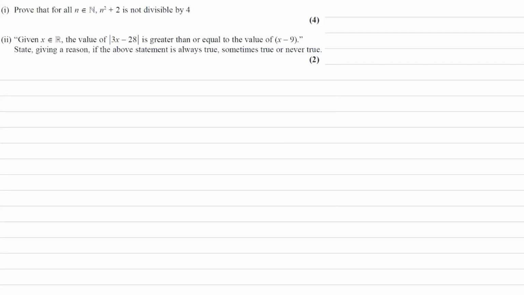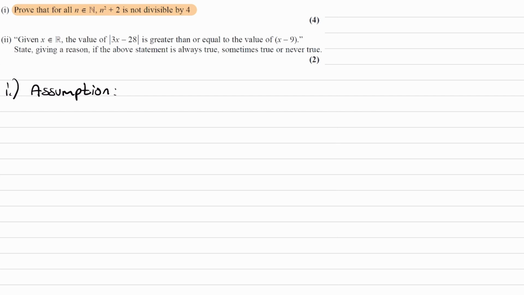Prove that for all values of n, where n is a natural number, meaning positive integer, that n squared plus 2 is not divisible by 4. So we can do this by using proof by contradiction. And the first thing that you want to do for proof by contradiction questions is get an assumption.